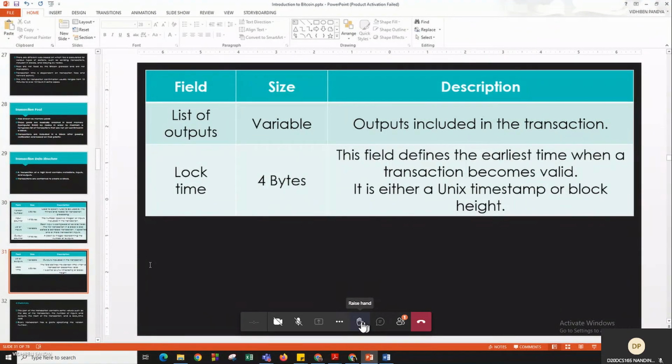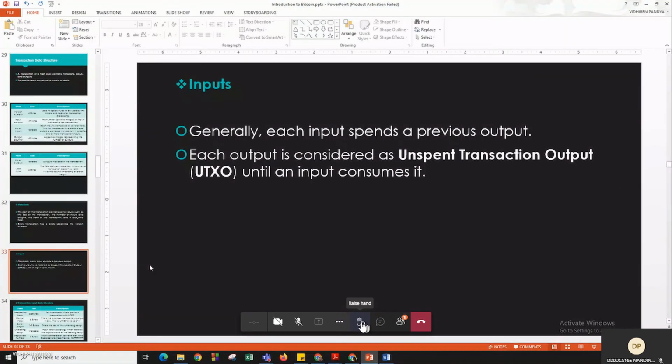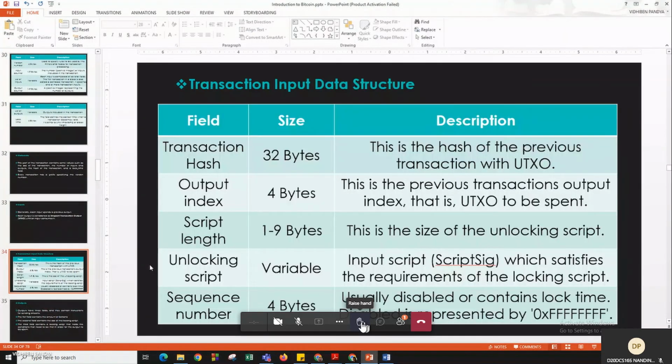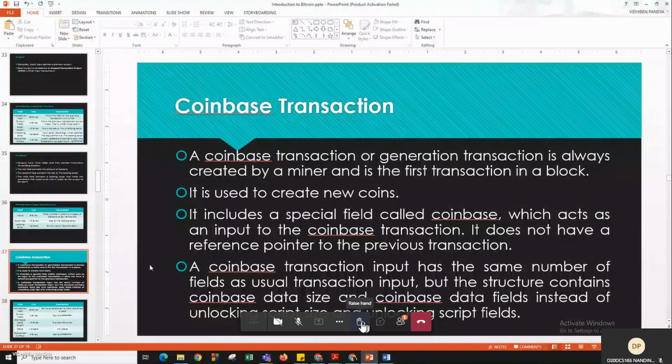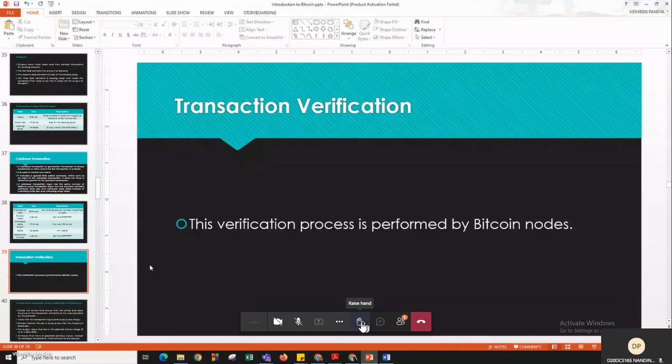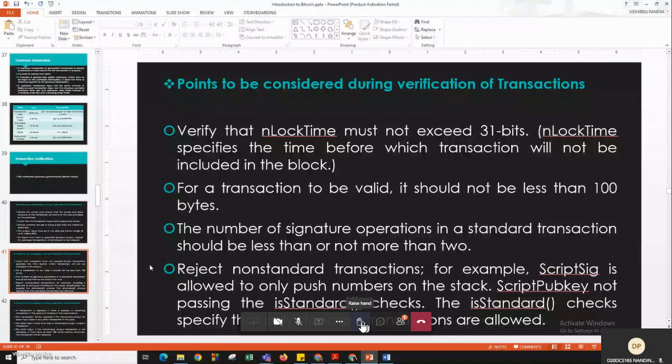So everything I have mentioned in this. મેટાડેટા કોને કહેવાય, ઇનપુટ કોણ છે, ઇનપુટનું સ્ટ્રક્ચર શું હશે, આઉટપુટ કોણ છે, આઉટપુટનું સ્ટ્રક્ચર શું હશે. Okay, so I have given all the detailed information, so you can go through with this. This I have already kept on your Google Classroom. તો PPT તમે જોઈ શકો છો.